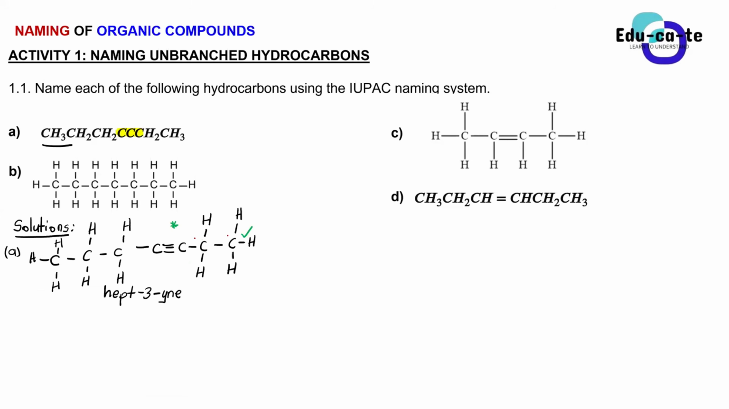So this is carbon 1, this is carbon 2, this is carbon 3, this is carbon 4, this is carbon 5, carbon 6, and carbon 7. So there are 7 carbons in the parent chain, okay? And we use hept for that. So there are 7 carbons, which is hept.